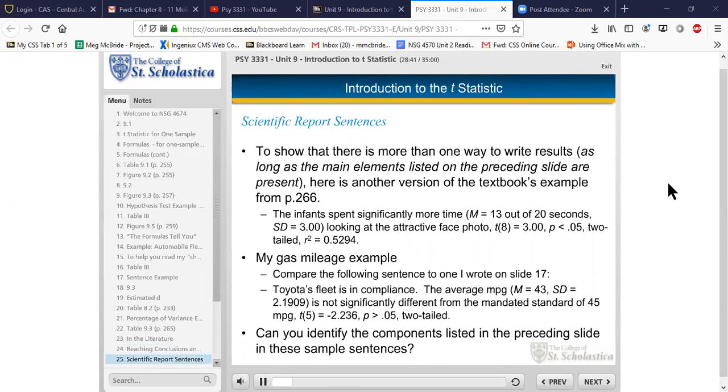There are several ways to write results sentences incorporating the components listed on the preceding slide. Compare the first example with the version on page 266 in the textbook. Compare the second example with the example back on slide 17. In all four examples, see if you can identify the components listed on the preceding slide.